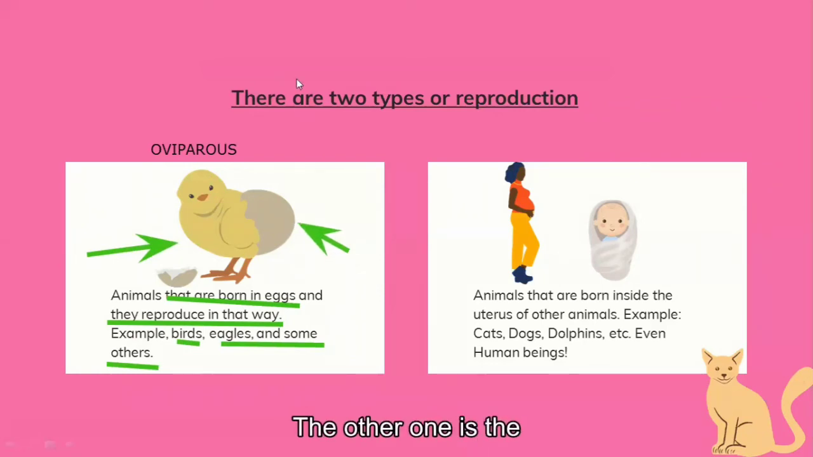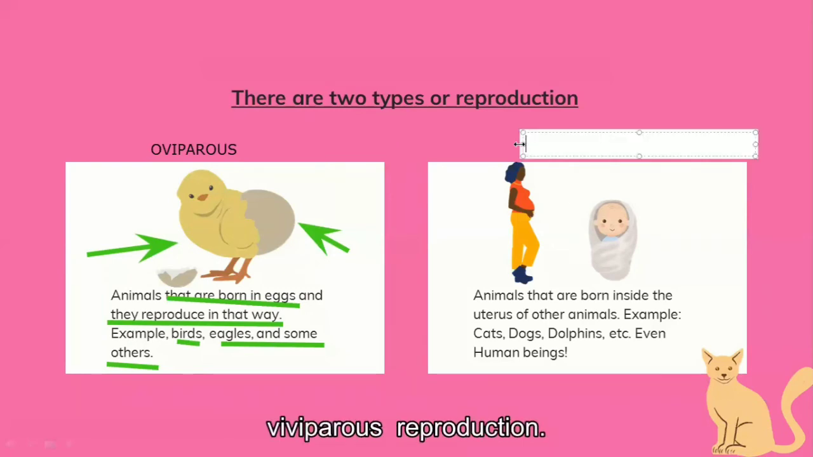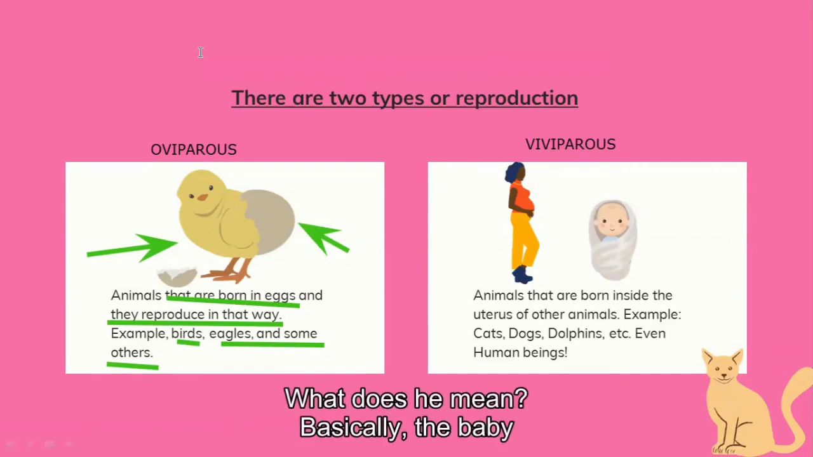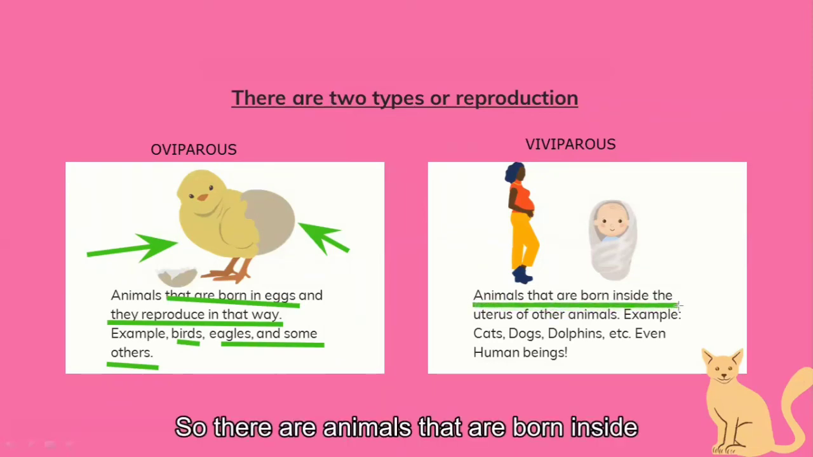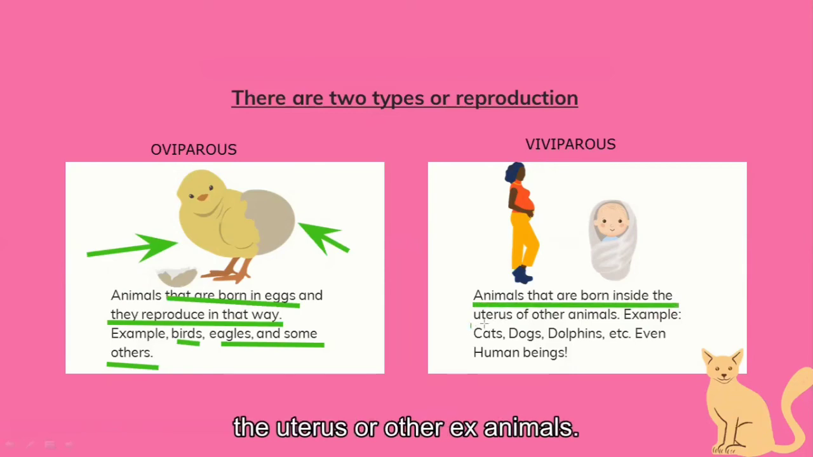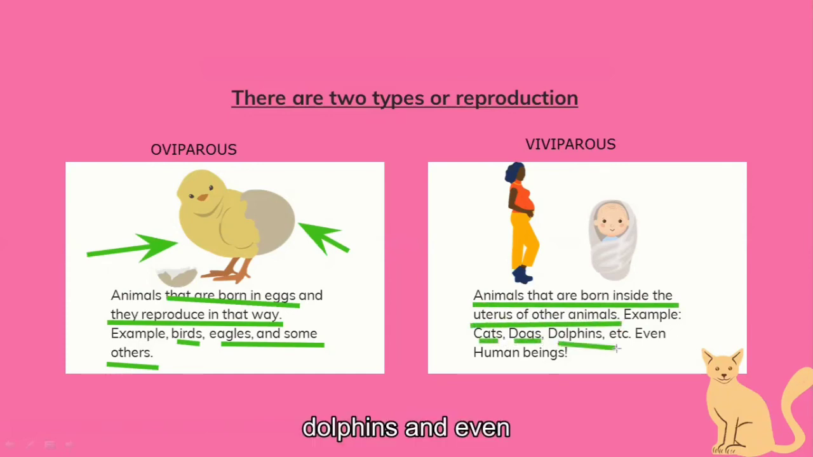Now, the other one is the viviparous reproduction. What does viviparous mean? Basically, the baby comes from another animal or another living being. So there are animals that are born inside the uterus of other animals. For example, cats, dogs, dolphins, and even human beings.